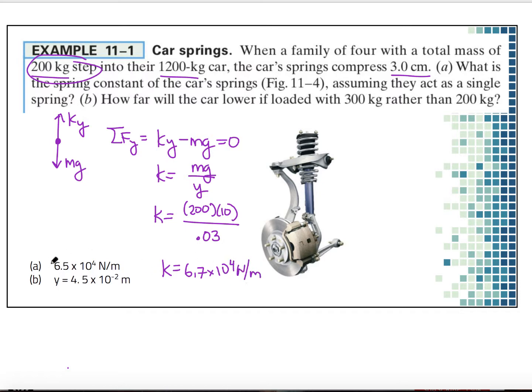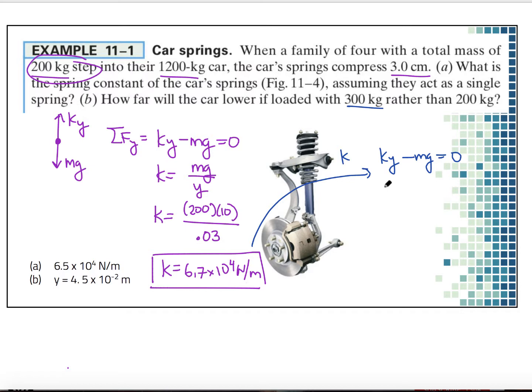Again, we're getting something slightly different from the textbook because we are using 10 for g instead of 9.8. Now, if instead we used a mass of 300 kilograms, we need to preserve the fact that k is the same, so we carry that over into our sum of forces. Instead of ky equals mg rearranging to find k, we're going to solve for y. So y would be equal to mg over k.